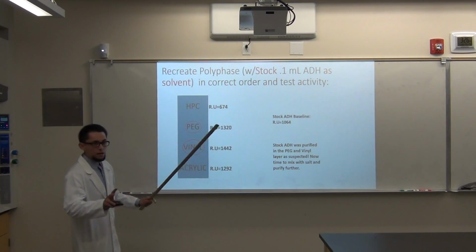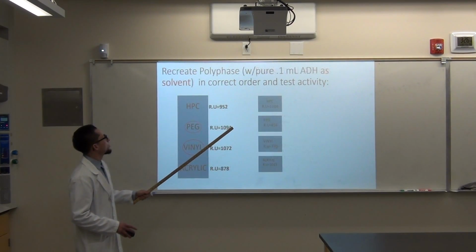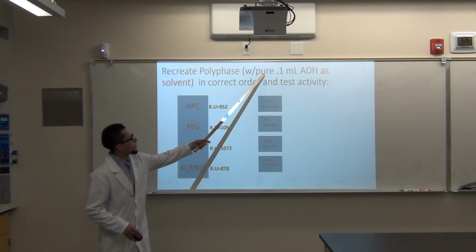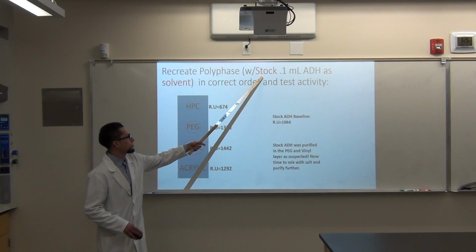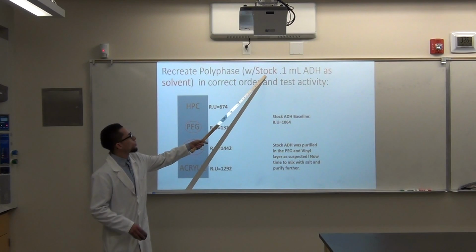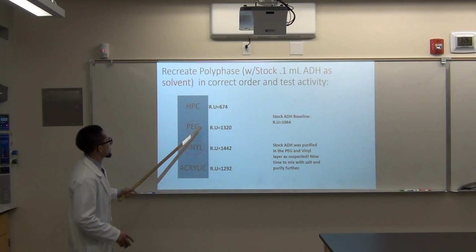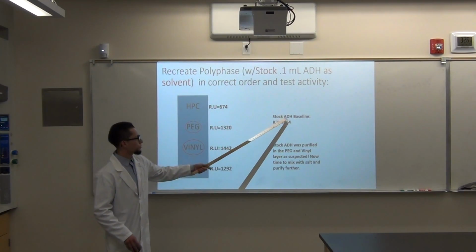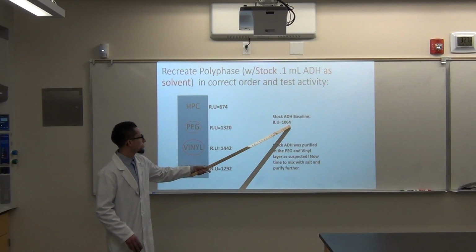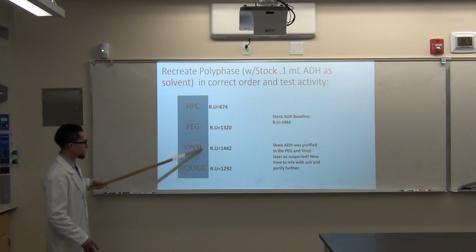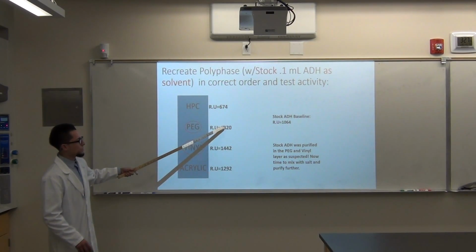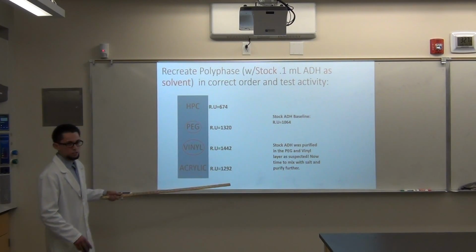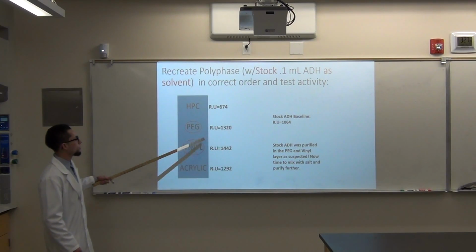Then after we did that, now that was all with pure ADH, by the way. So that was all with a pure ADH. And the point of this research is to purify stock ADH. So we then did it with stock, and we have our rack units here. Our baseline for stock was 1,064, and after we put it in the polyphase, they went up. So we could say ADH was isolated into these middle polymers here.